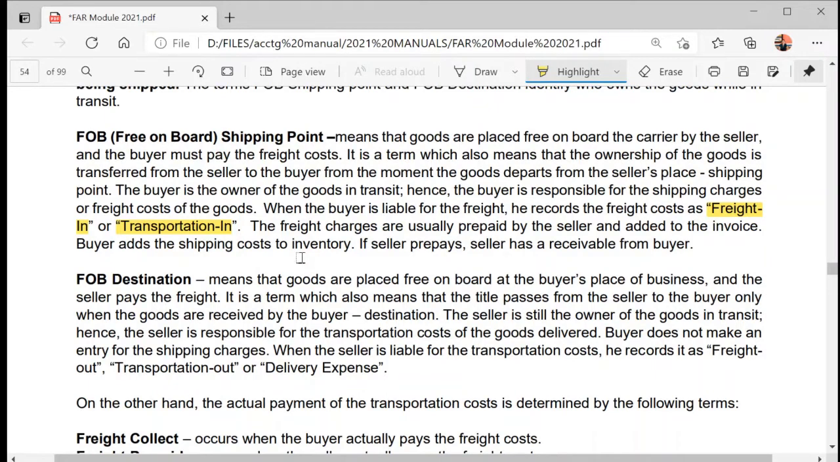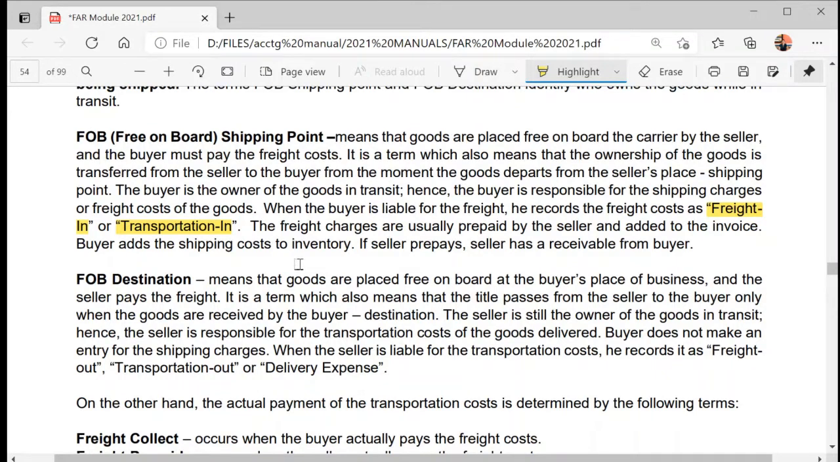But if the seller will prepay, so the seller pays first, the seller has a receivable from the buyer, meaning the buyer will reimburse him. So he adds it to what he will collect from the buyer.